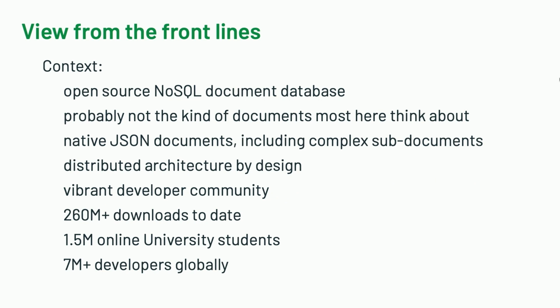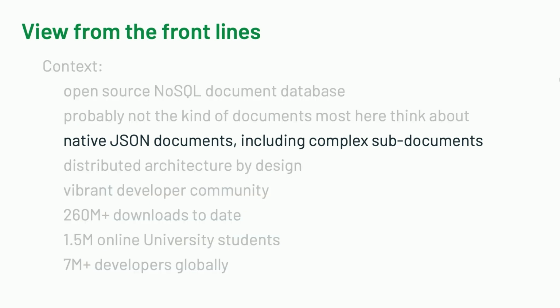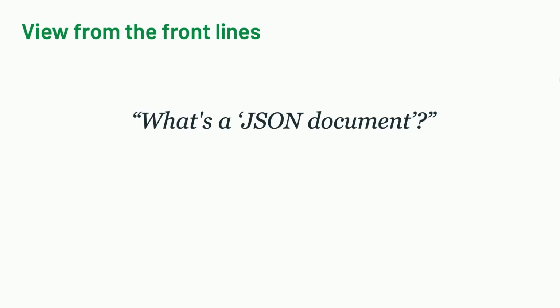One thing I should say, what's MongoDB? It's an open source NoSQL database. Probably not the kinds of documents that a lot of people think of. These are native JSON documents, including complex subdocuments. It's distributed architecture by design, geolocations around the world, a really vibrant developer community, over 250 million downloads to date, lots of students, lots of developers. Native JSON documents, you're thinking to yourself, including complex subdocuments. What is a JSON document?